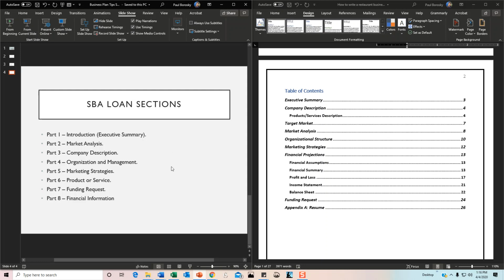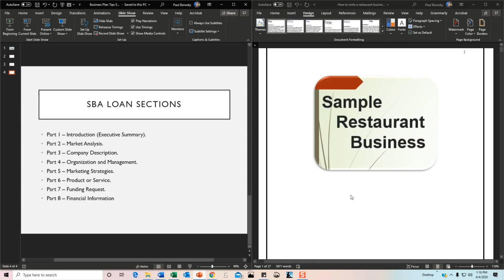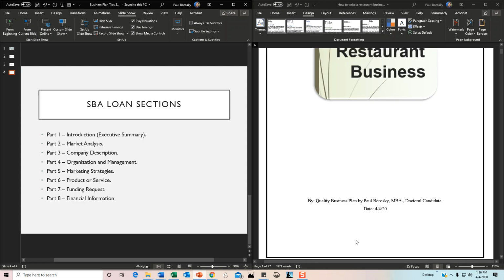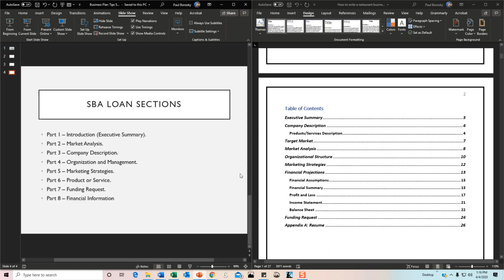So hopefully this structure is beneficial, and it shows you how I start off my business plan, the different categories and components I'm going to use, and how these align best with an SBA loan section.